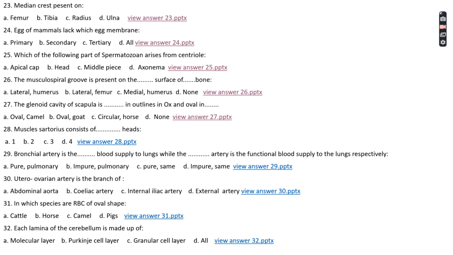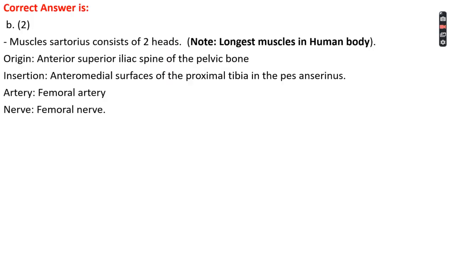Question number 28. The sartorius muscle consists of dash head. Option A 1, option B 2, option C 3, option D 4. The right answer is option B, that is 2. The sartorius muscle consists of two heads.